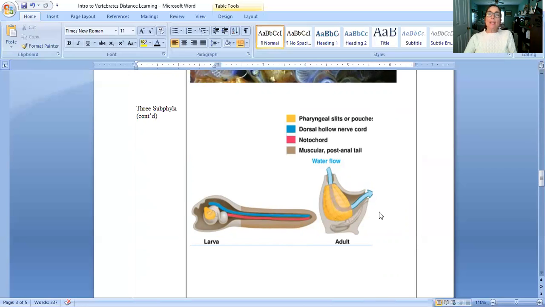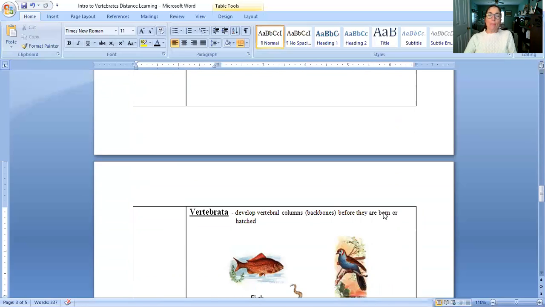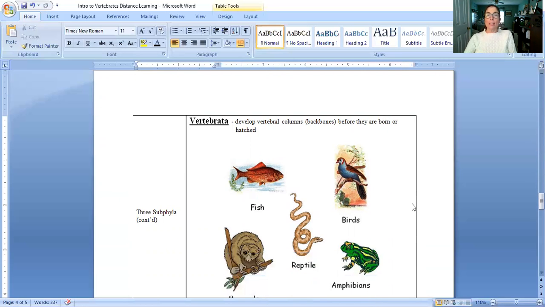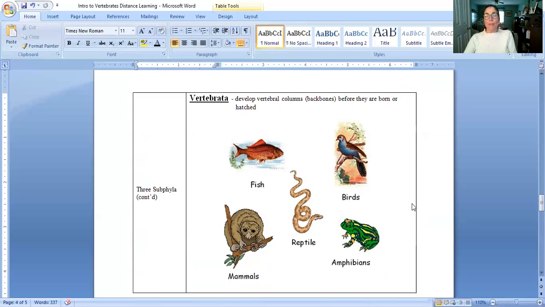Okay, and then you have the subphylum that we're all most familiar with within the phylum Chordata, which is the subphylum Vertebrata. And these are organisms that develop a vertebral column or a backbone before they are born or before they're hatched. And so you all are very familiar with these: fish, birds, reptiles, amphibians, mammals. If you're an evolutionist, you would put man in this same category as a type of mammal.